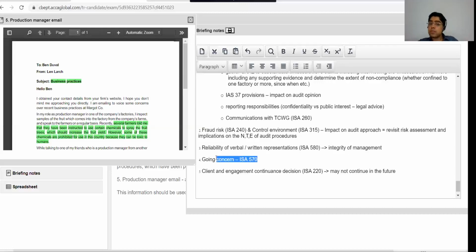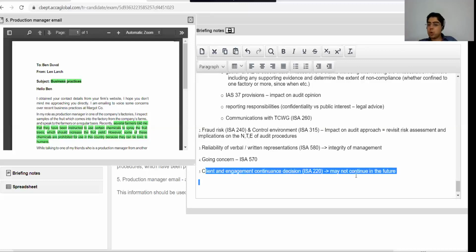There could be issues even regarding ISA 570. If this is a material non-compliance, it could even lead to the company's license revocation, and the company may not be able to continue as a going concern. Or there could be doubts. It could create a material uncertainty regarding the entity's ability to continue as a going concern if this matter is taken seriously by the regulators. So those issues and the disclosures in the financial statements, talk about those, and ISA 220 in terms of the client and engagement continuation decision.